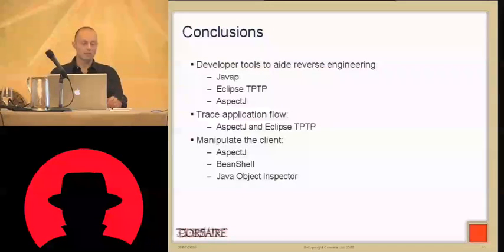So basically, what I've demonstrated is that you have a lot of power using simple open source developer tools. You don't need to understand the bytecode, and you can override and overwrite client-side Java code. You can trace application flow using AspectJ and Eclipse TPTP. You can get UML2 diagrams right out of Eclipse TPTP to try and understand execution flow. And then you can manipulate the final client either permanently using AspectJ or insert a BeanShell or insert a JOI so that you can play around interactively and find out what's going on inside that application.